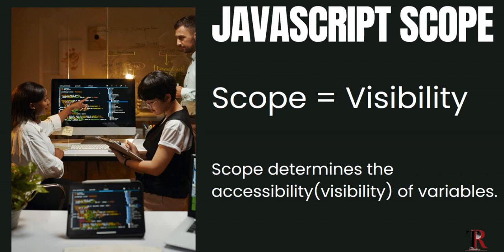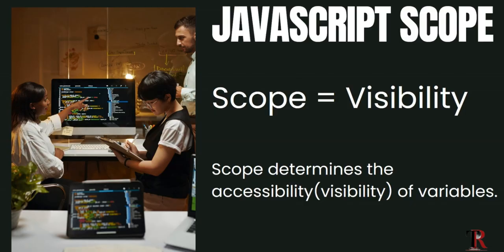Which is JavaScript scope. Just like I have right here on my screen, scope equals feasibility. So when we're talking about scope, we are basically talking about feasibility. Now, scope determines the accessibility, the feasibility of variables. So JavaScript scope has to do mainly with the availability of variables, the feasibility of variables in JavaScript.